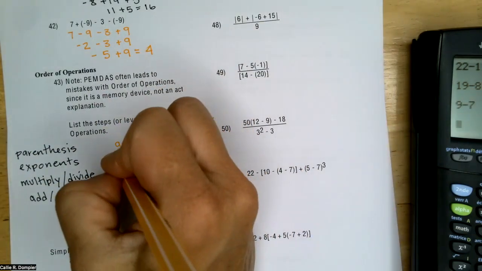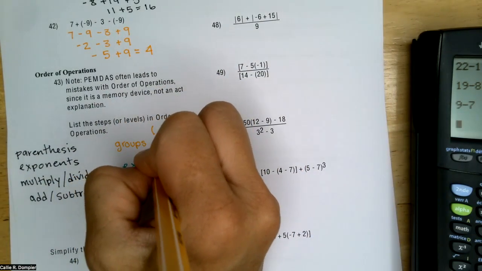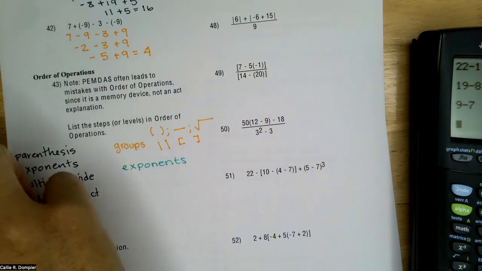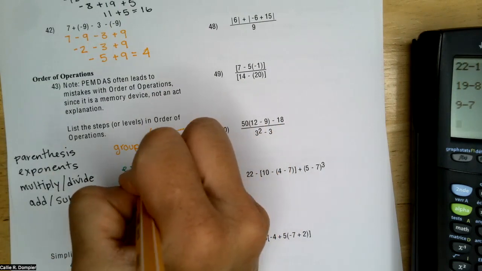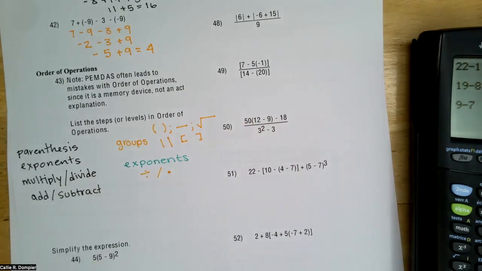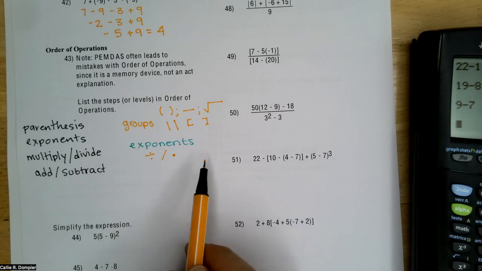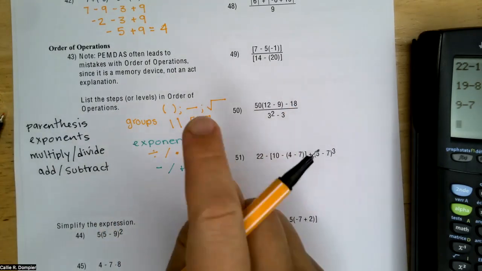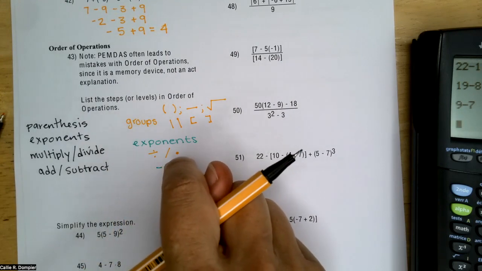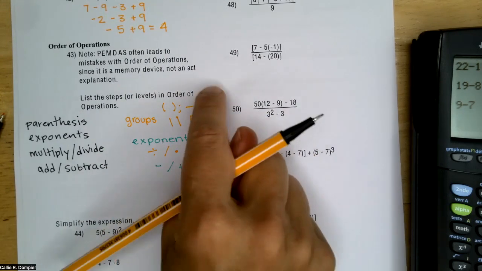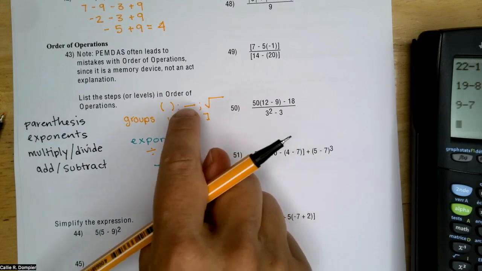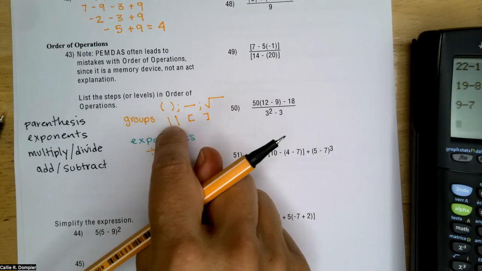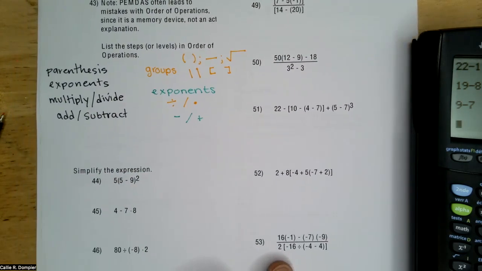So do your groups first, then your exponents, and then multiply and divide. Those are on the same level, okay? So you're just going left to right, add, subtract, left to right. So you can call it GEDMAS or PEMDAS. Groups can be anything that has a bracket, is above the fraction, is inside the parentheses, is under the radical, or is inside the absolute value bars.